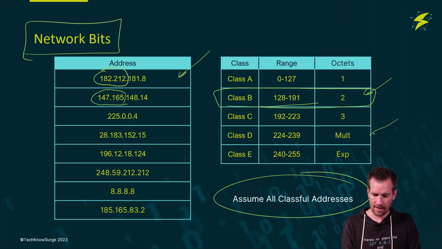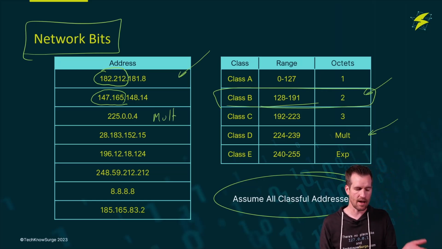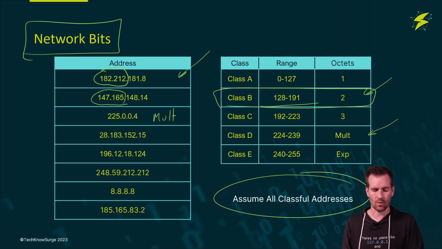225, I see that's a multicast address. So I'll make a note here, it's a multicast address which doesn't have the same network bit designator to it. So I'm just going to write down multicast there.